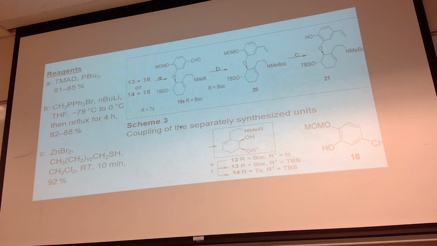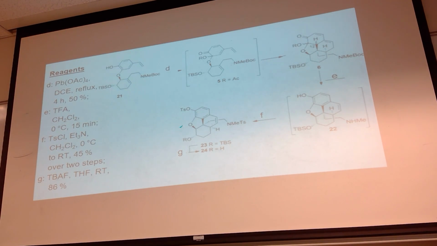From there, compound 19A undergoes a Wittig reaction, producing the vinyl alkene, and then a removal of the protecting group using zinc bromide to give us compound 21. Following that, compound 21 is treated with lead tetraacetate, and that affords the oxidative dearomatization to form the beta ketone that is used in the Diels-Alder intramolecular reaction to form the skeletal backbone.